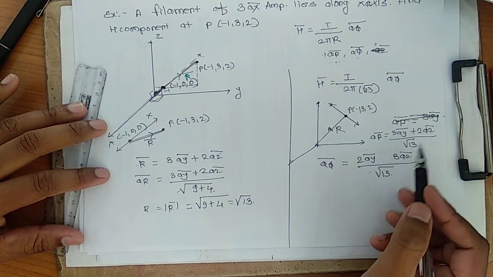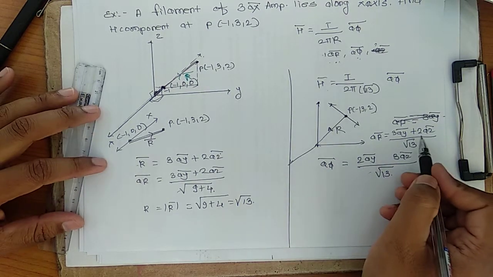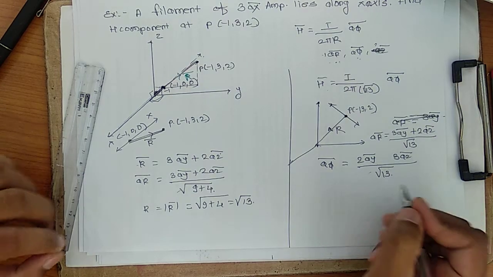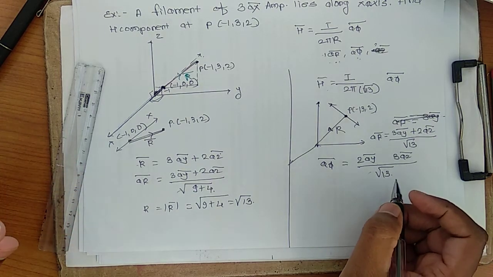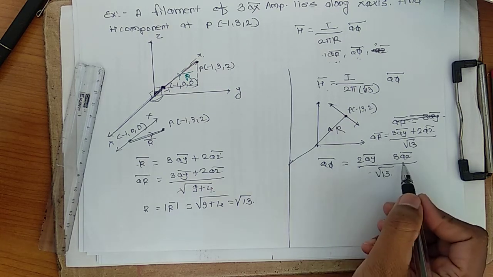So this AY bar and AZ bar will change. So 2 AY bar and 3 AZ bar. So now what is the next step? Now there will be a sign change occurring in this, minus AY bar and AZ bar.